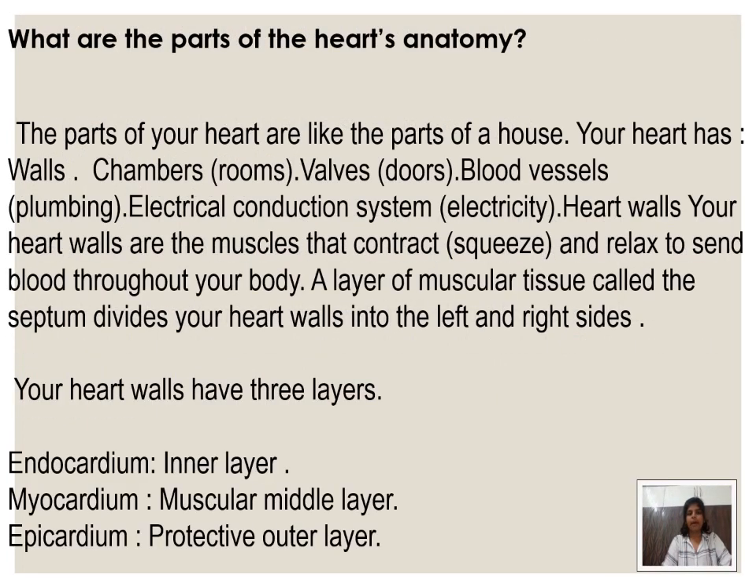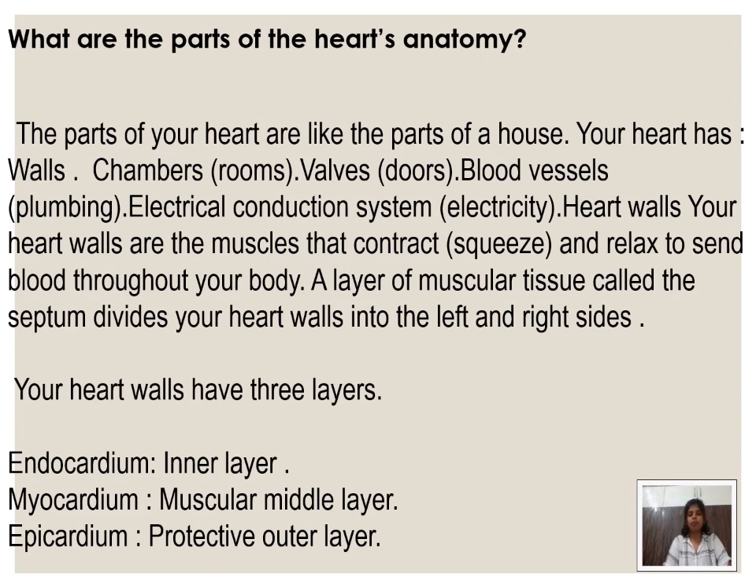What are the parts of the heart's anatomy? The parts of our heart are like the parts of a house. Our heart has walls, chambers, valves, blood vessels, and an electrical conduction system. Heart walls are the muscles that contract and relax to send blood throughout our body. A layer of muscular tissue called the septum divides our heart walls into the left and the right sides.